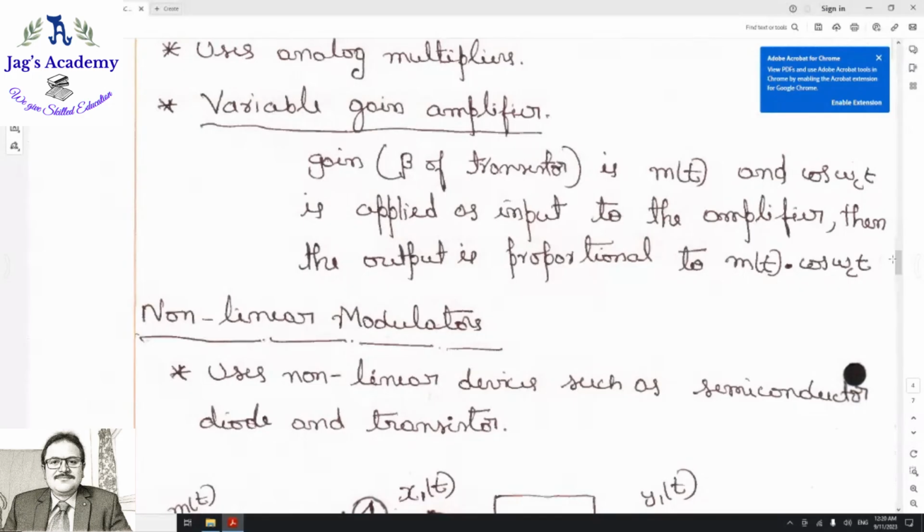Okay. So the gain beta of a transistor: m(t) and cos ωct are applied as input to the amplifier, then the output is proportional to m(t) cos ωct. See here, what is happening is you have a transistor, and for the transistor circuit you apply m(t) and cos ωct, and the output you get is proportional to m(t) times cos ωct with some gain. Have you understood this?